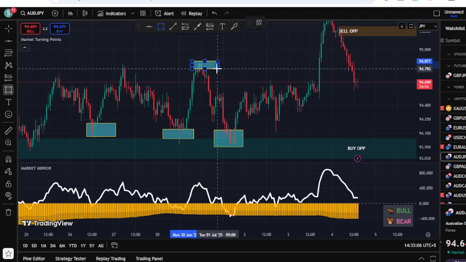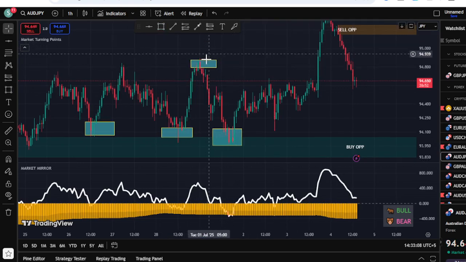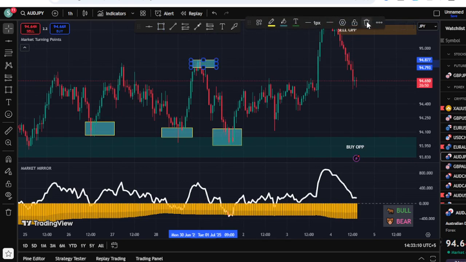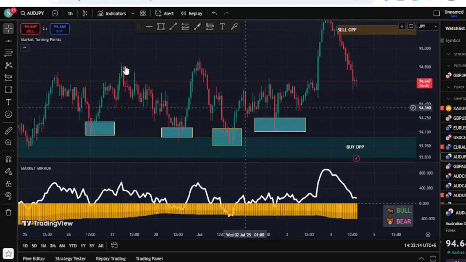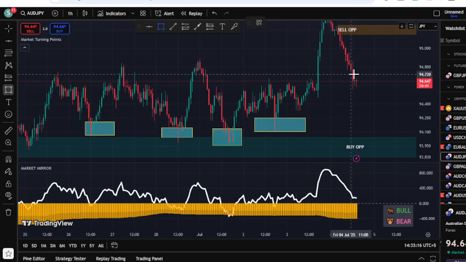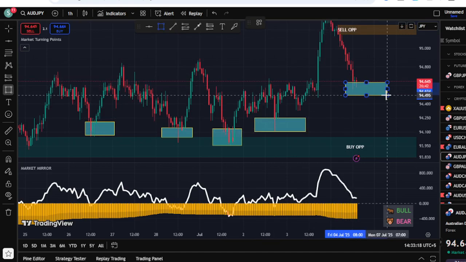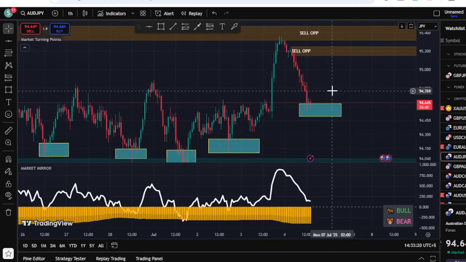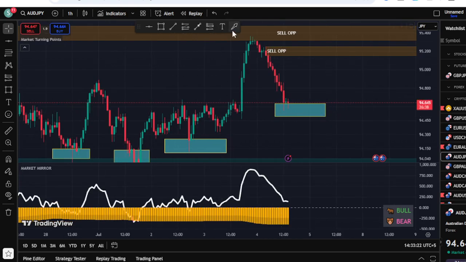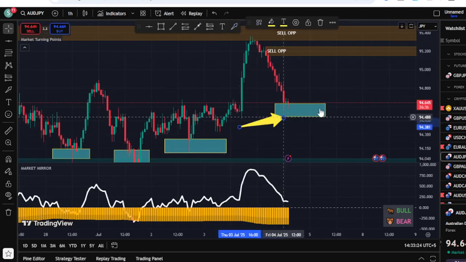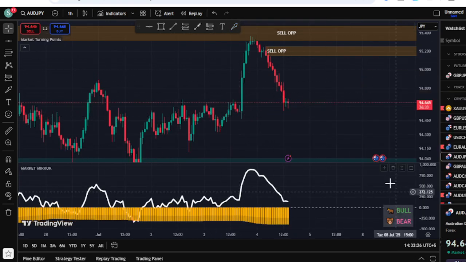We do not buy from here. This is the top point, and we do not plan our trades from here, otherwise the market will take you down. We buy on every low of the market. For example, the market is making a low point right now. Once we get a bullish candle and a buy signal from the Market Turning Points indicator, we will definitely go for that trade.